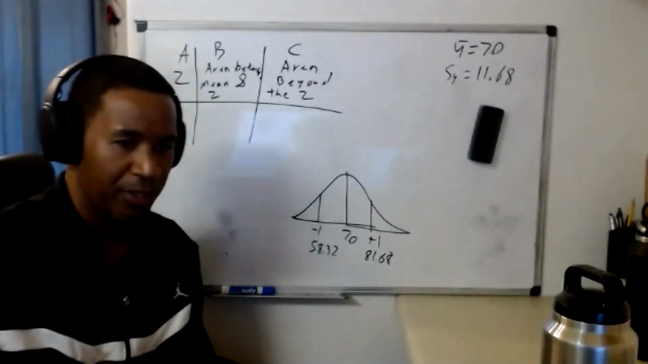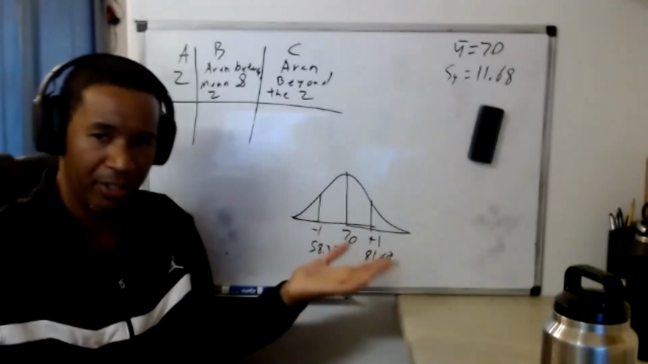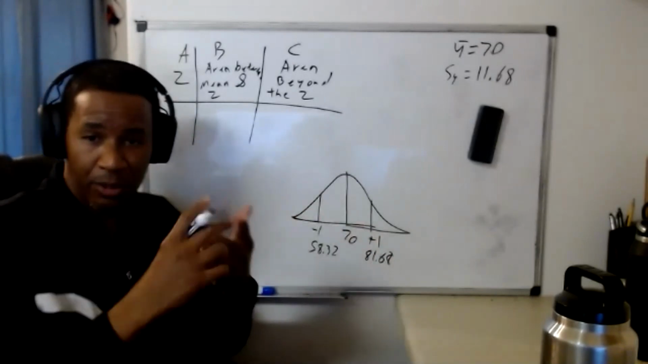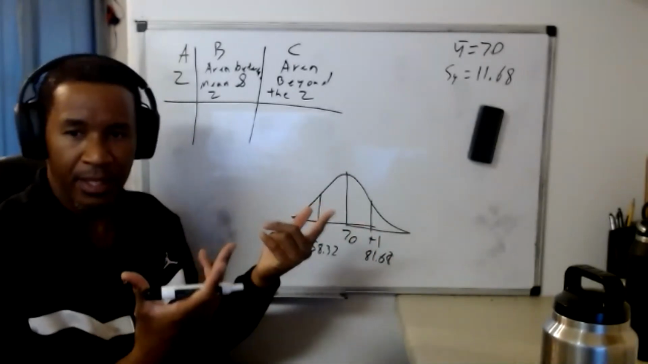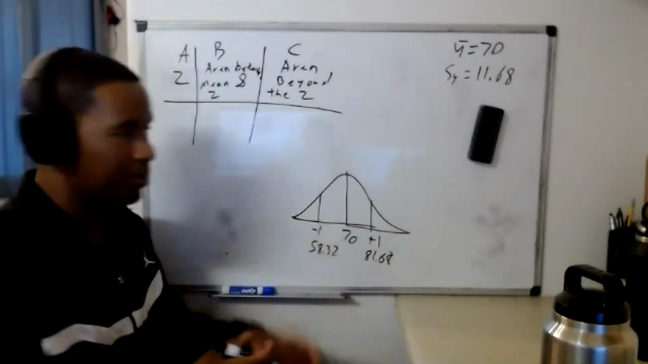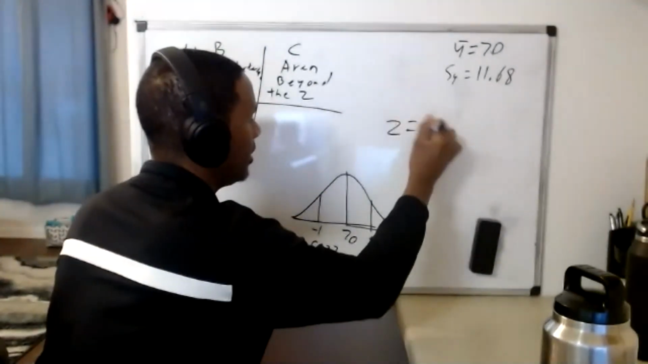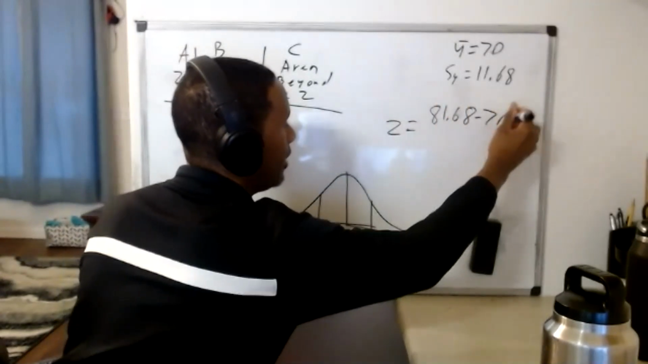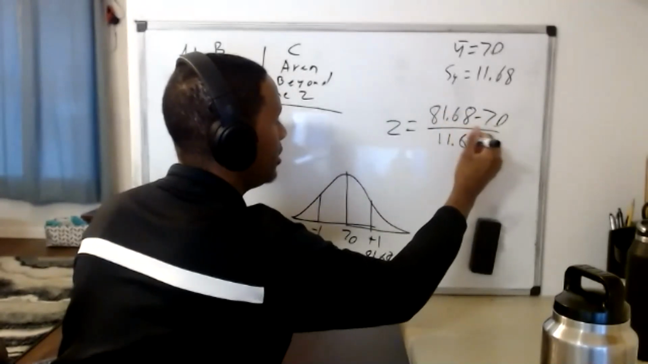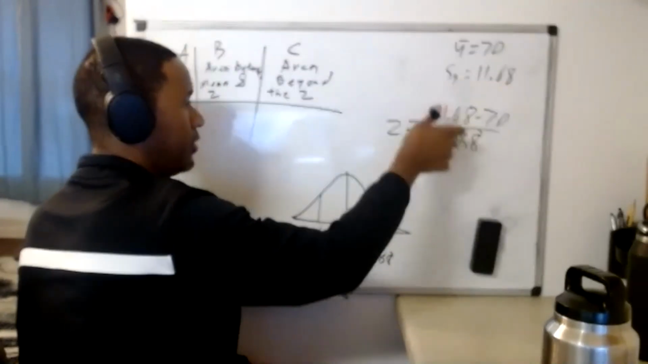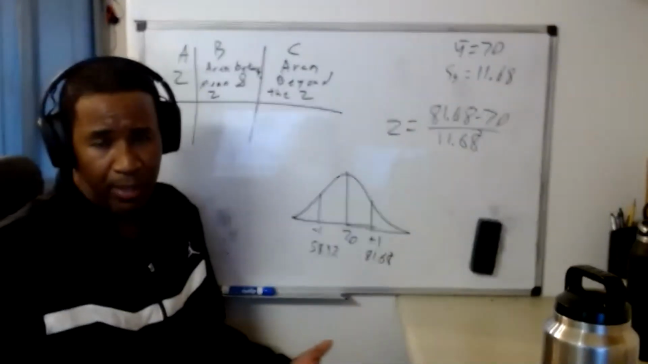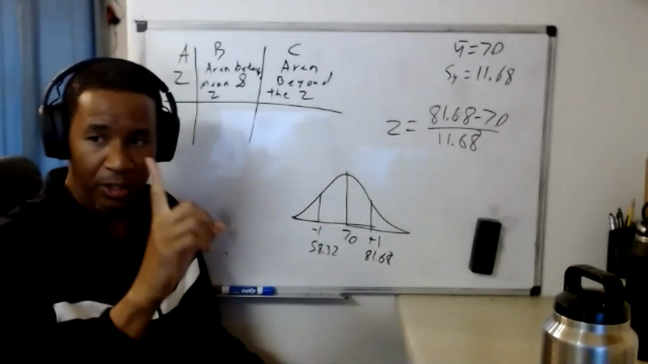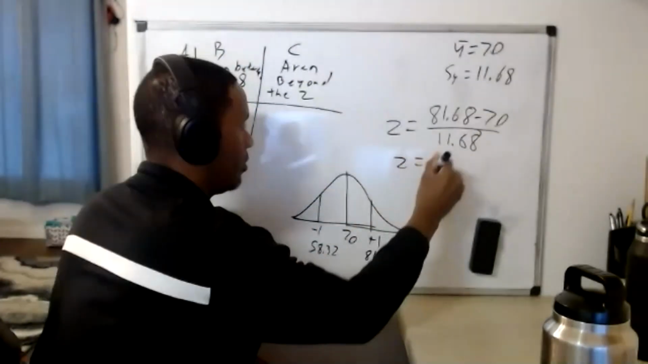So what you would do is if you were to calculate a z-score for 81.68, we know that that's one standard deviation, or one z-score, above the mean, because one z-score is equal to one standard deviation. It's going to be a pretty simple calculation. Z is equal to 81.68 subtracted by 70, divided by 11.68, which is the standard deviation. 81.68 minus 70 is going to give you 11.68. 11.68 divided by 11.68 is going to give you a z value equal to 1.